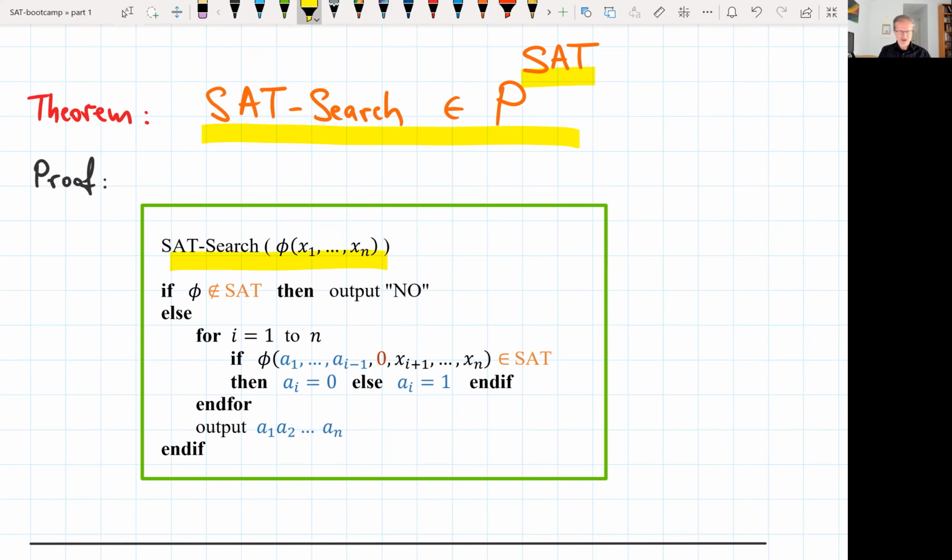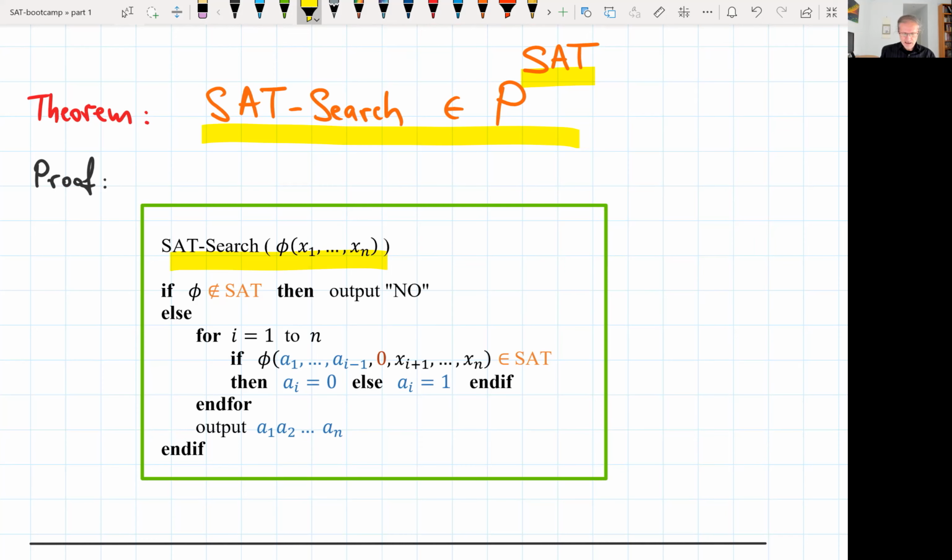So the algorithm for SAT search is the following. Given formula phi in n variables, here I'm being vague about what my formula phi is. It can be a 3CNF, it can be a circuit, doesn't really matter. Similarly, what SAT decision problem I'm talking about is not particularly important here. It can be 3CNF SAT or circuit SAT. We know that they're all equivalent. If you can do one, then you can do the other via reductions. So whatever your favorite version of SAT, please pick that.